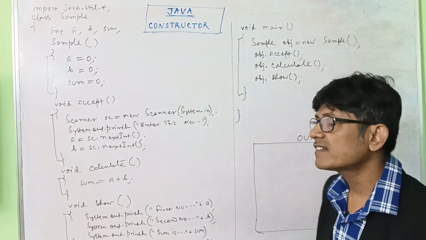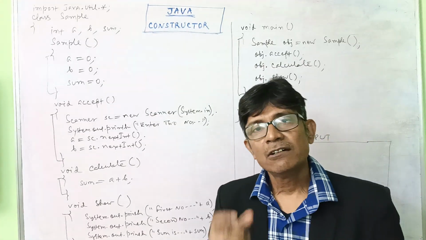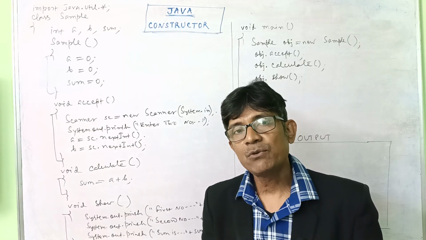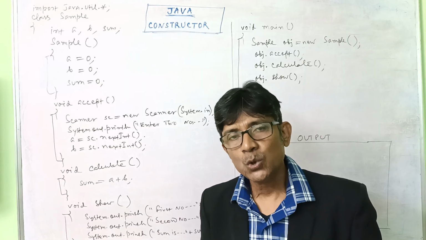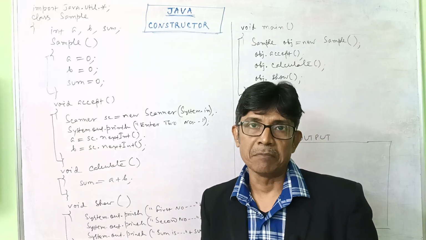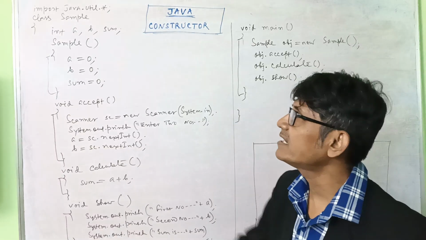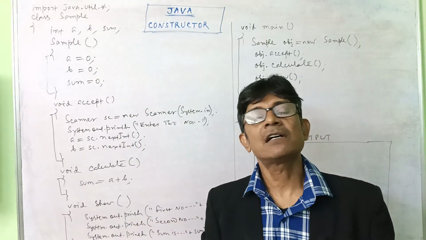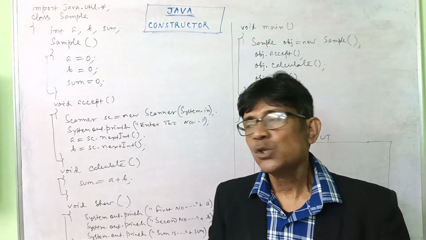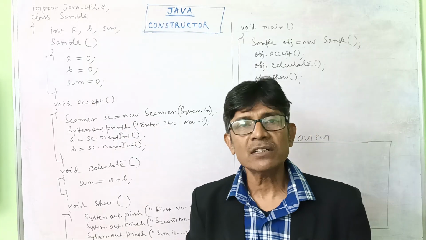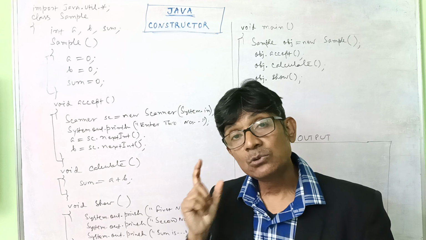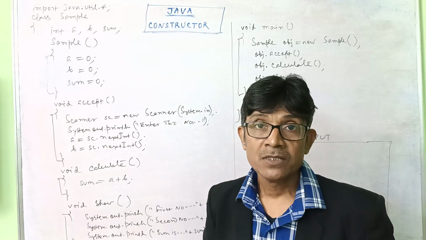Now before starting this explanation in detail, I should tell you what is a constructor. Constructor is a special type of function which will help you to initialize the global data members. Which are the global data members? 1, 2, 3. These 3 variables are the global data members. So the constructor's work is to give the default value to the data members.